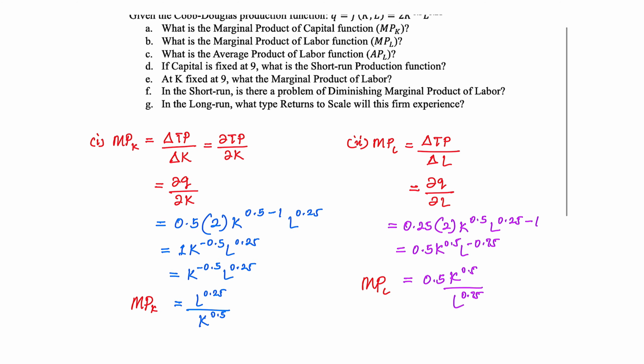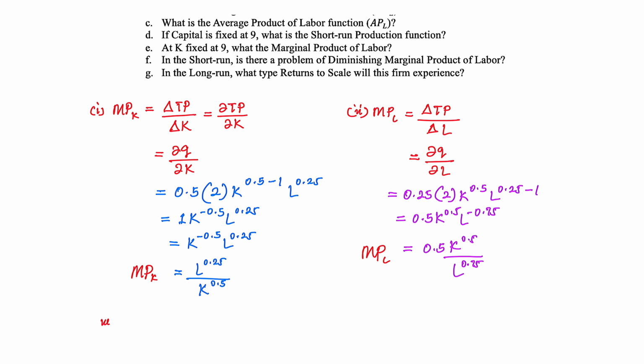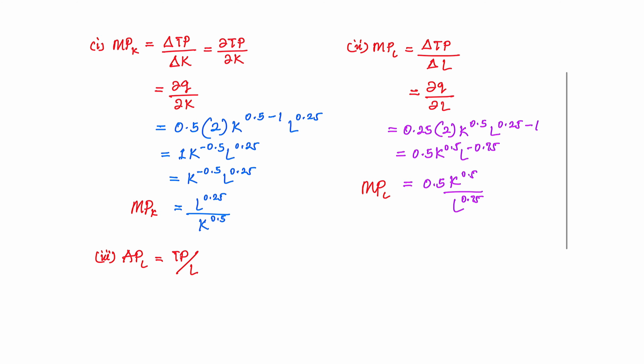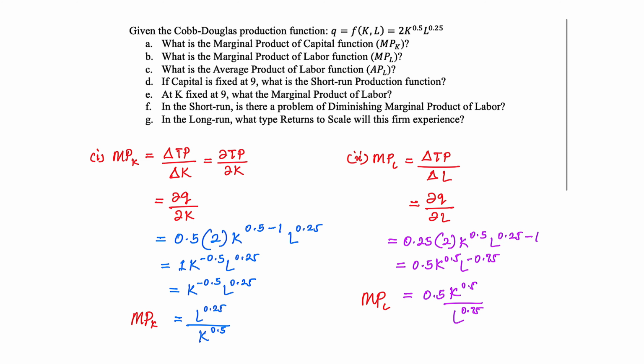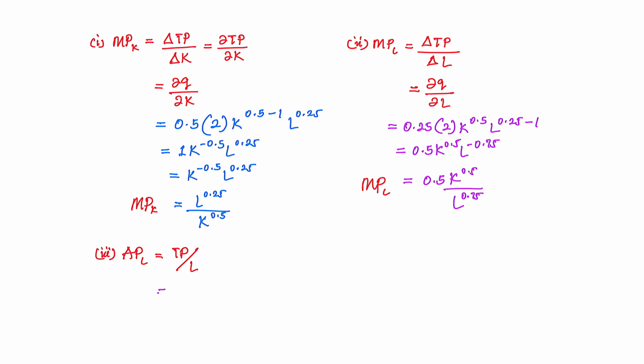The next question says we should find the average product of labor. The average product of labor equals the total product divided by the amount of labor used. In this case, the total product is the production function that we have. So we have 2 multiplied by K raised to power 0.5, and then multiplied by L raised to power 0.25, divided by L. So the total product function divided by the labor.